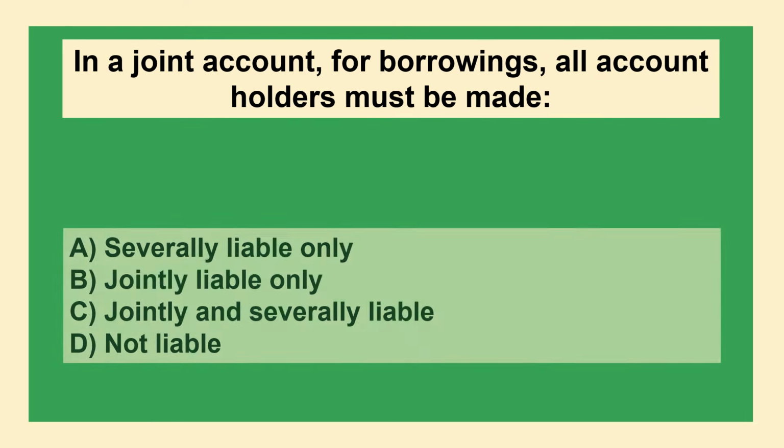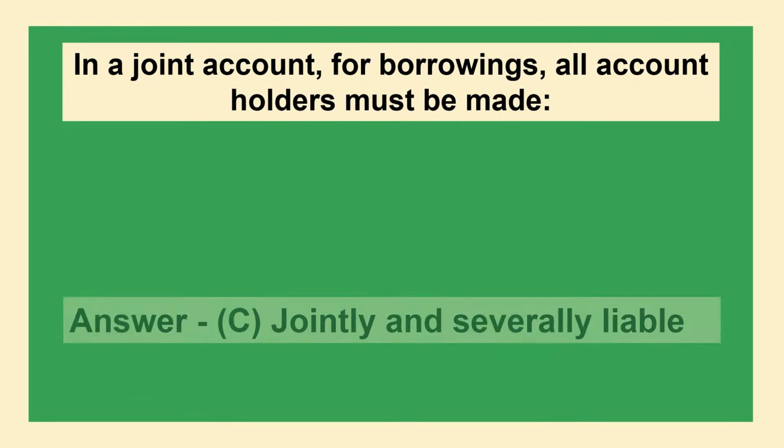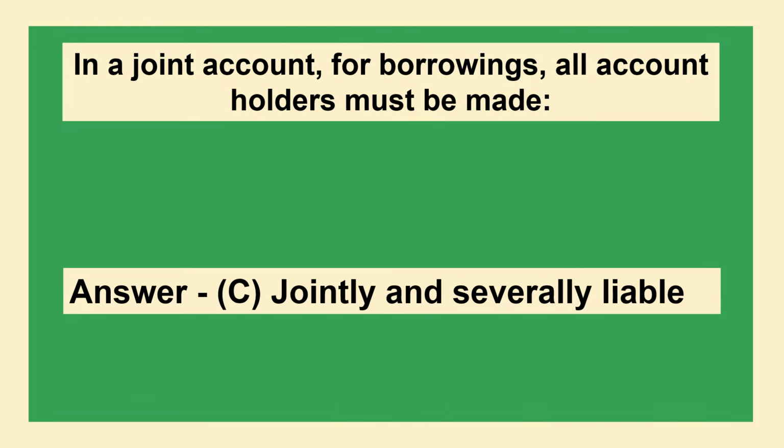The next question is in a joint account for borrowings, all account holders must be made option A severally liable only, option B jointly liable only, option C jointly and severally liable, option D not liable. The correct answer is option C jointly and severally liable.